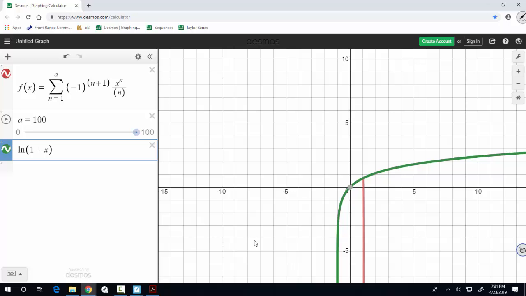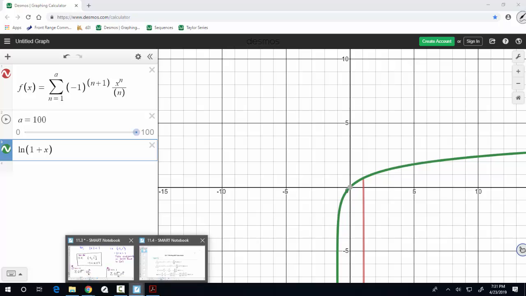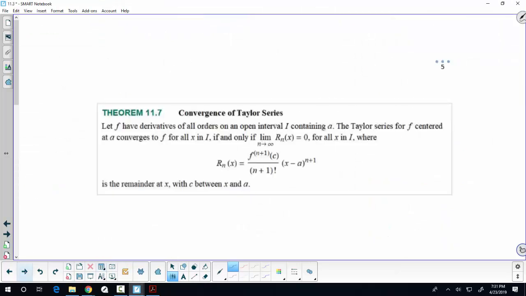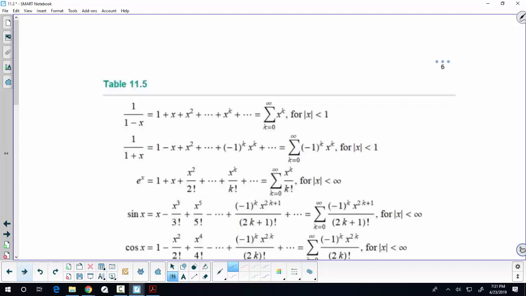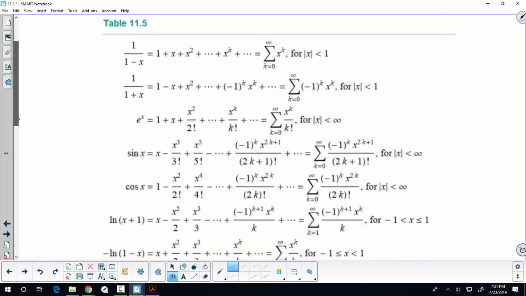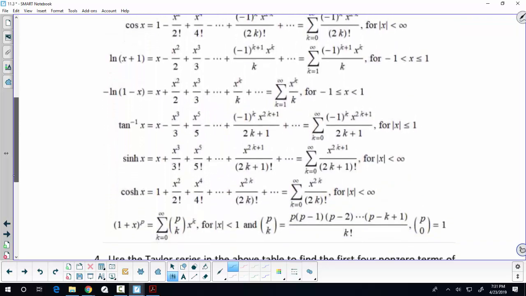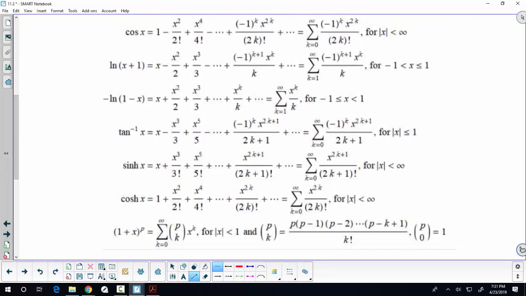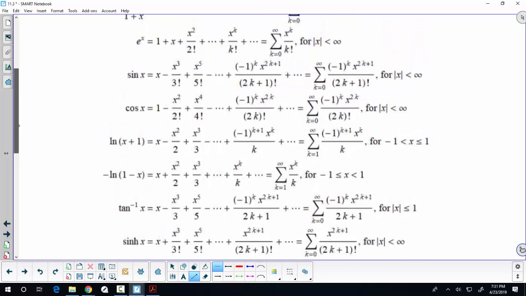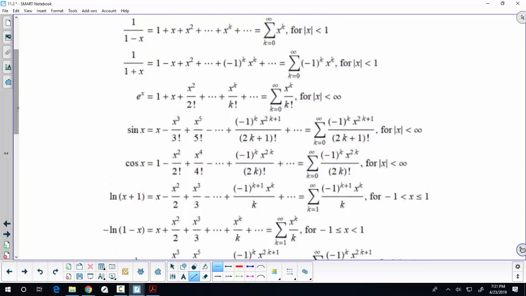Honestly, since we've referenced the table on page 5, table 11.5, except for this last one, we didn't talk about this last one. Let's just briefly mention a few things here, and then we'll take a break.